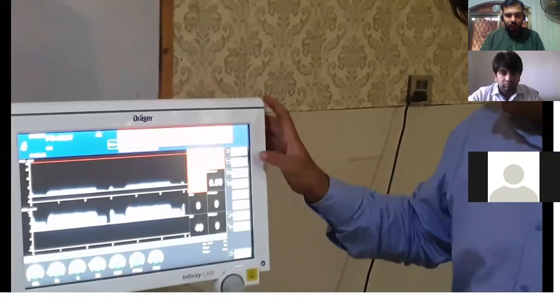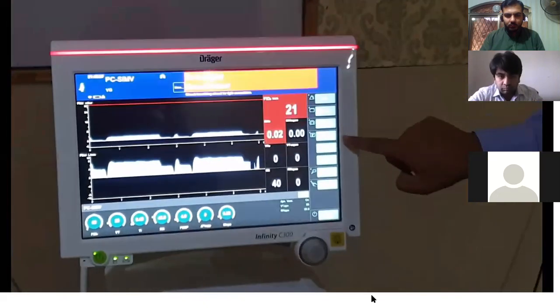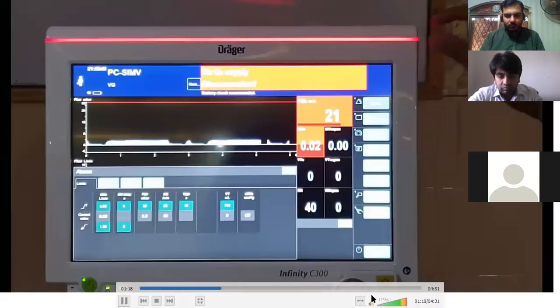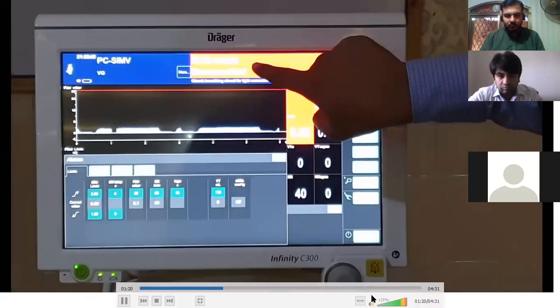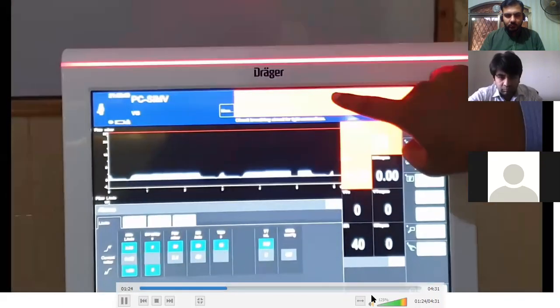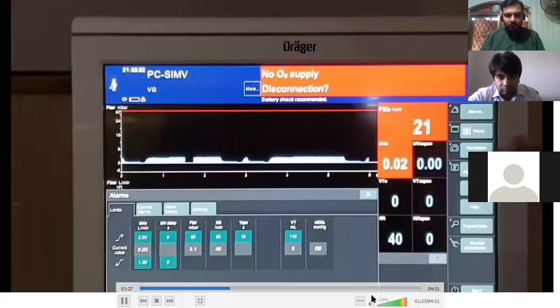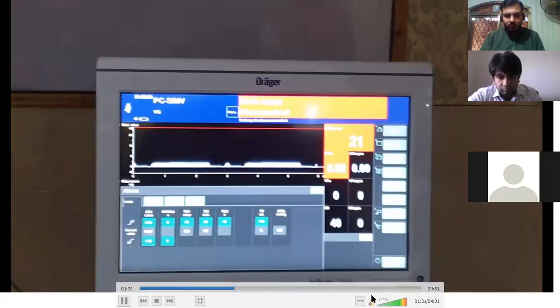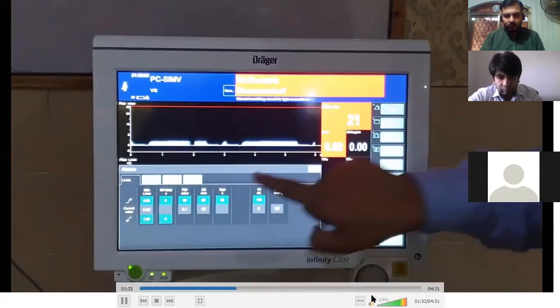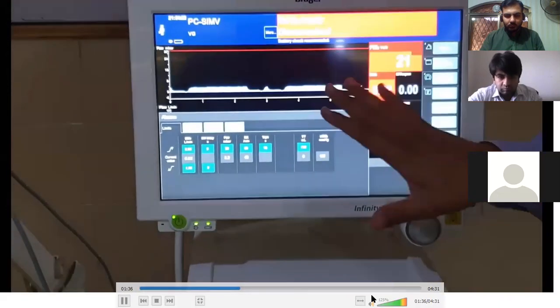On the left side of the screen, you can see multiple options. The first option is alarm. You can see that this red alarm is beeping, and you can see that there is no oxygen supply and the vent is disconnected. So whenever there is a problem, the vent will start beeping and giving the alarm. The alarm has all the parameters and settings that are available in the ventilator, and the alarm values are adjusted according to our requirement, for the upper limit as well as the lower limit.